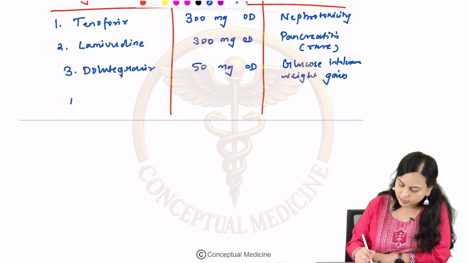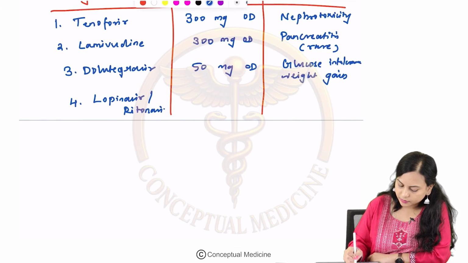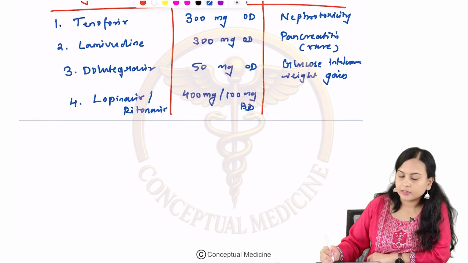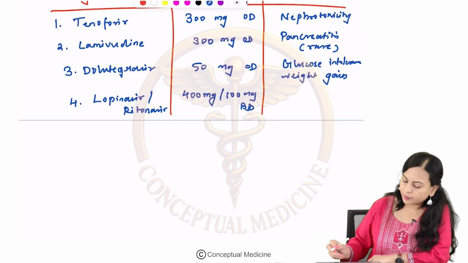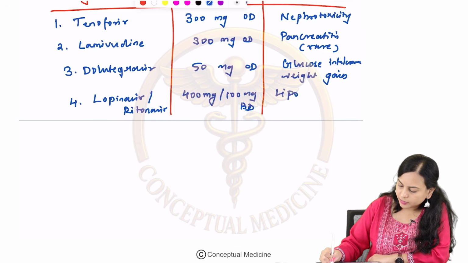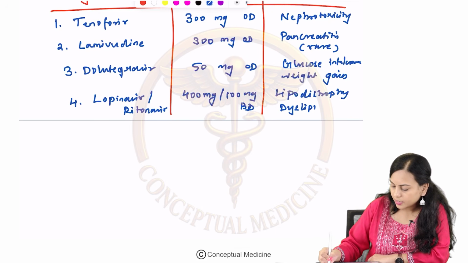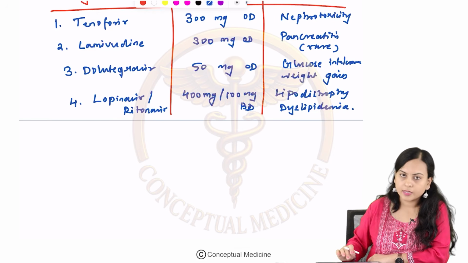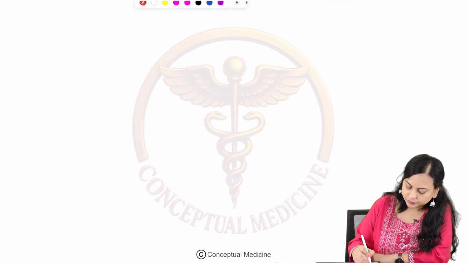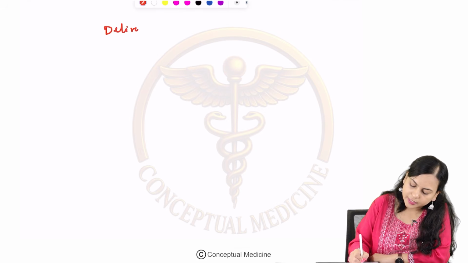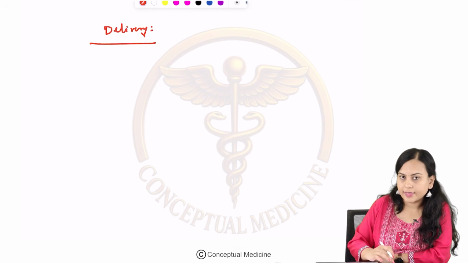Okay, and the next drug is, we can substitute dolutegravir with lopinavir or ritonavir. So that is given at a dose of 400 mg per 100 mg BD. Okay, and that is 400 mg of lopinavir and 100 mg of ritonavir. And here you will be able to see lipodystrophy or dyslipidemia as side effects. Clear? Right.